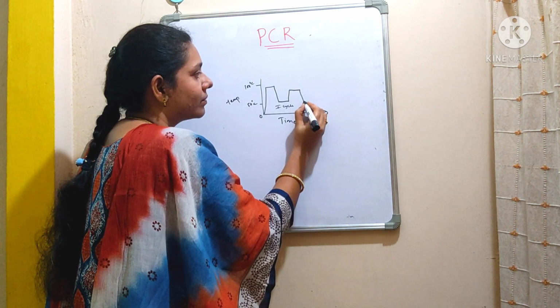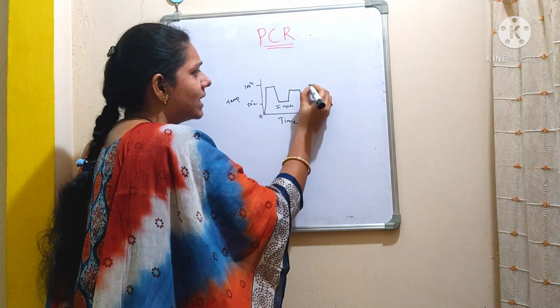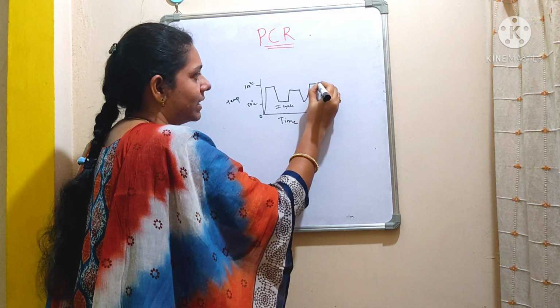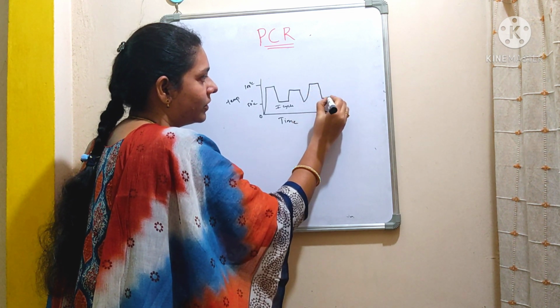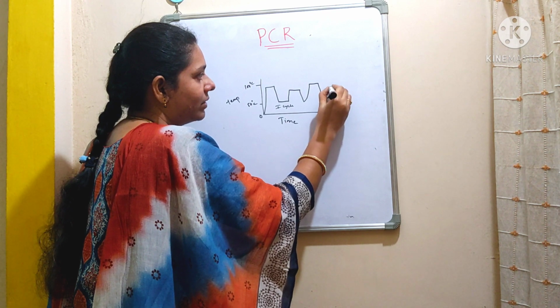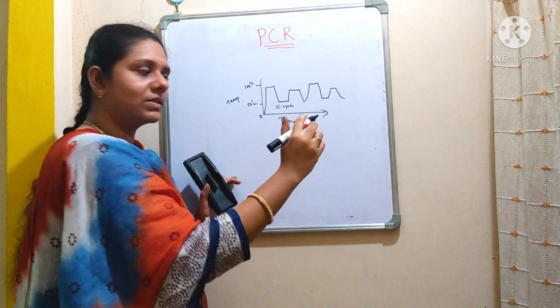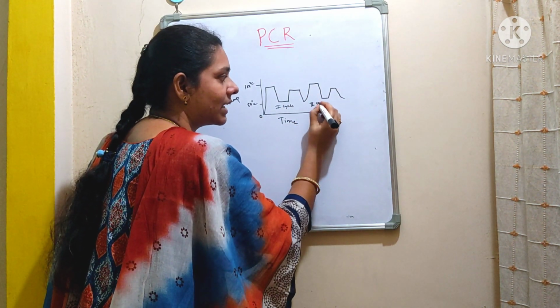Again, the temperature rises to 98 degrees centigrade, and then again to 50 degrees centigrade, and then again to 70 degrees centigrade, and this is how it proceeds. This is the second cycle.